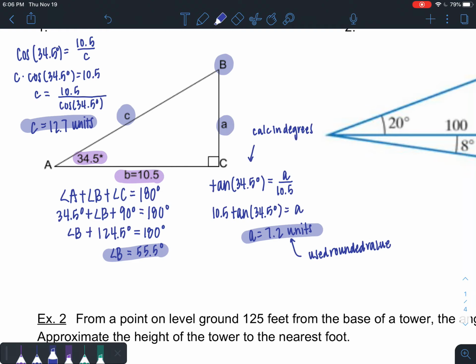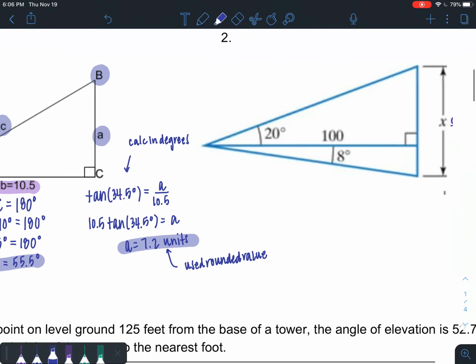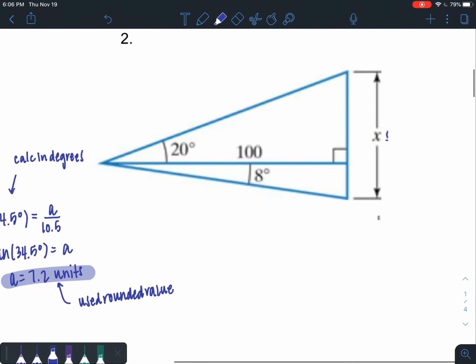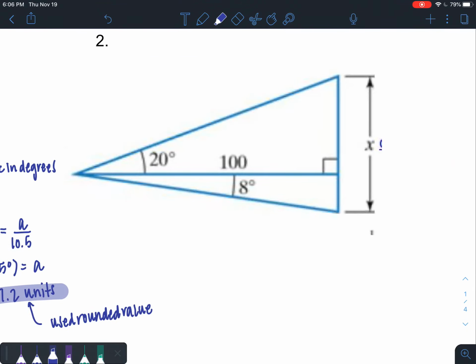That should have been pretty easy, except you're just finding more than one side than we are used to doing in the past. This next one here is a little bit more involved. I appreciate it because it's a little bit of a mind bender. So I'm looking for x. That's all I'm looking for, is this side over here. In order to do so, though, I need to find this and this and then add them together.